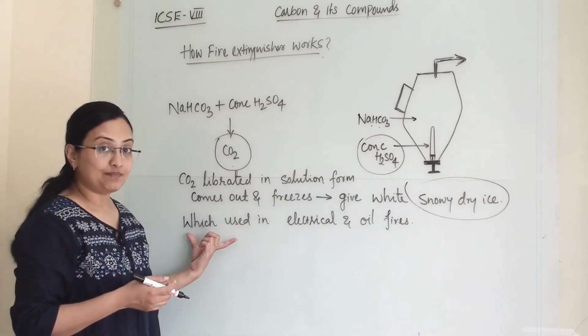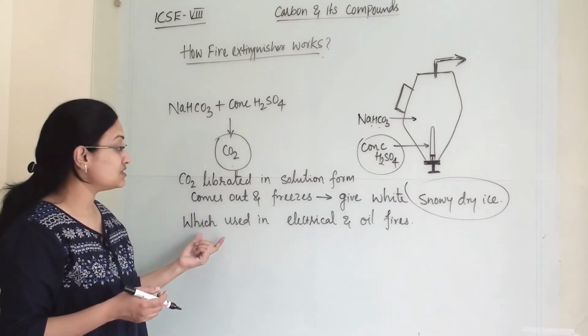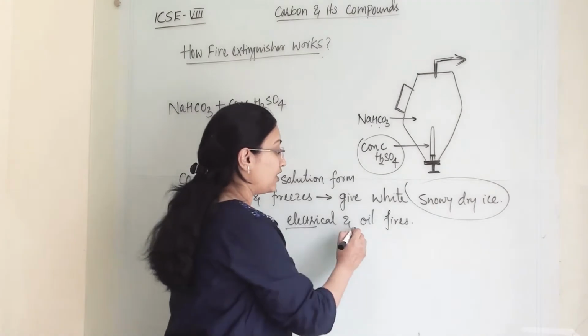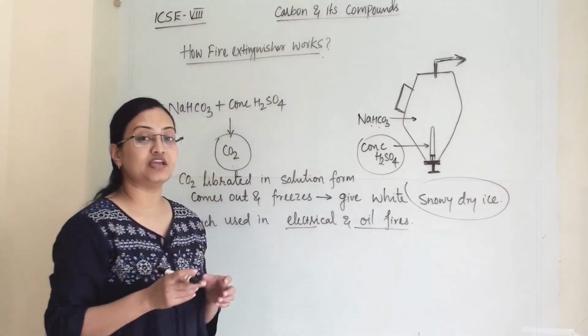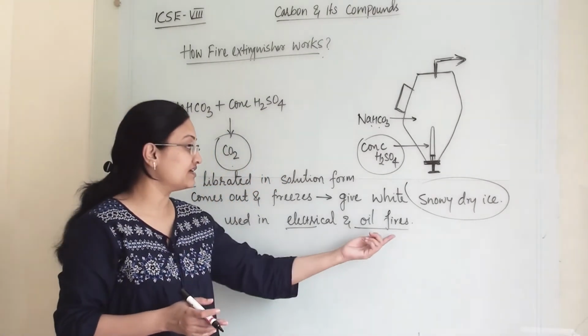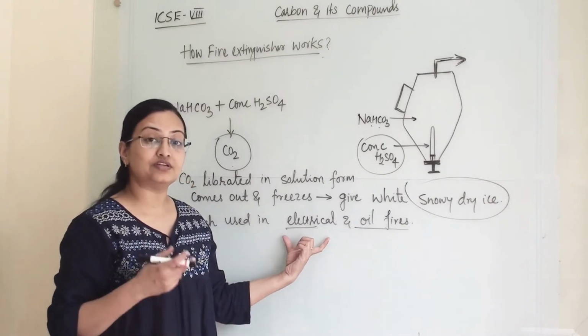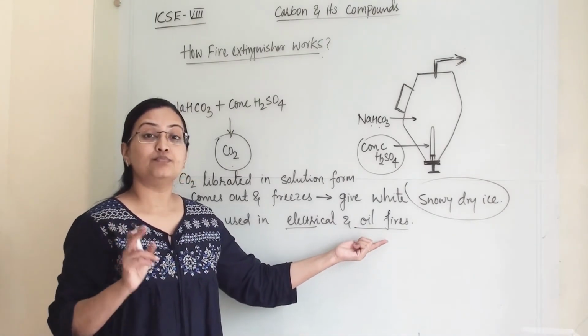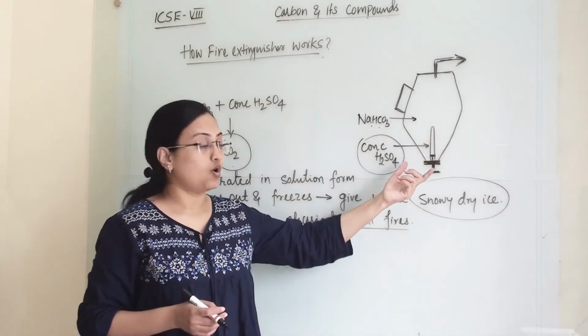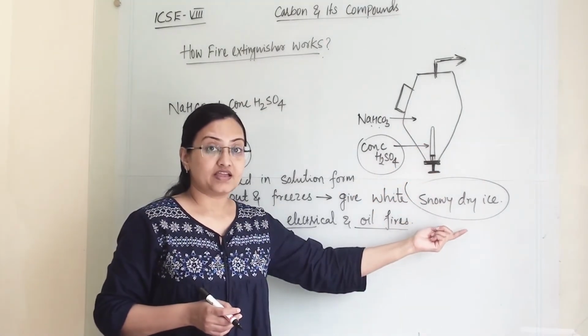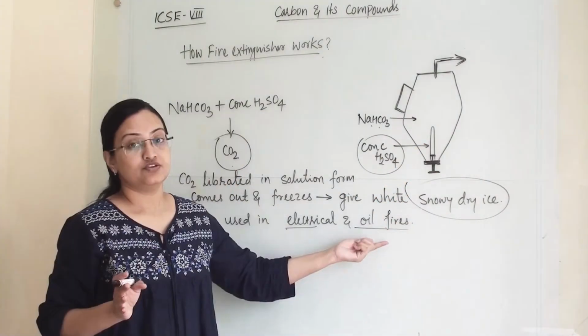So it has application and it is used in electrical and oil generated fires, because we cannot use water when the fire is due to an electrical fault or because of oil. On the spot we can make dry ice and we can use it.